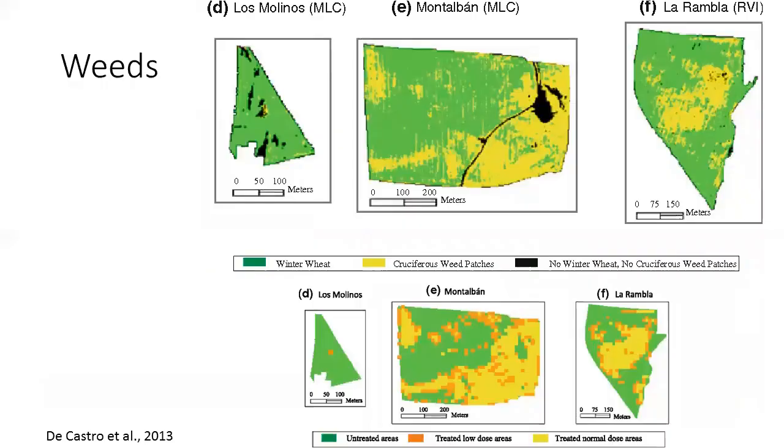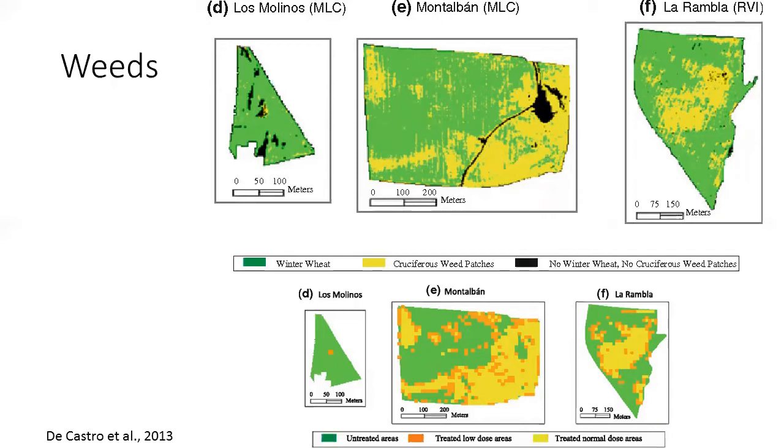Weeds, of course, are an important thing that we want to take care of out in the field, preferably before they get too widespread. In this case, researchers were able to differentiate between the winter wheat grown in the field, identified by the green color here, and the weeds, which are identified by the yellow color. Again, using a drone, taking that spectral data and analyzing it, you can create these kinds of maps.